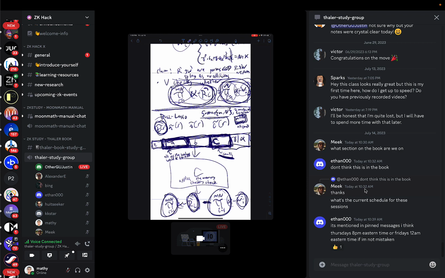But where things really seem to get significantly better is because all of the committed values are small, and if you're using elliptic curve based commitment schemes, that really speeds them up.